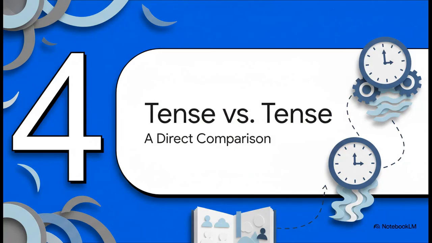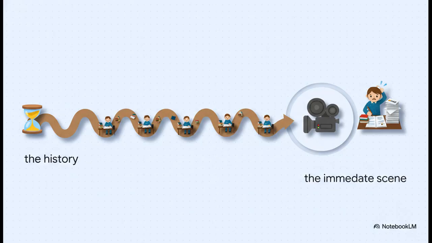All right, so we've met our two big storytelling tenses. Now, let's put them side by side just to make their different jobs crystal clear. And this really boils it all down perfectly. The past continuous is like our camera on the immediate scene, what was happening right then. The past perfect continuous is our time machine to the history, what had been happening that led up to that moment. One is for the scene, the other is for the backstory.